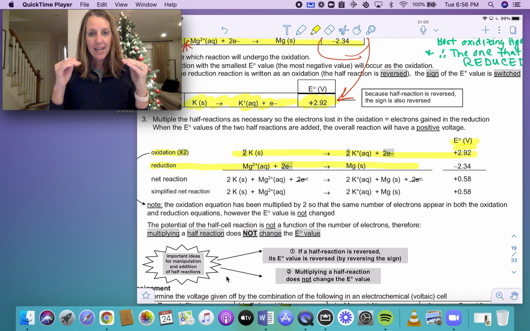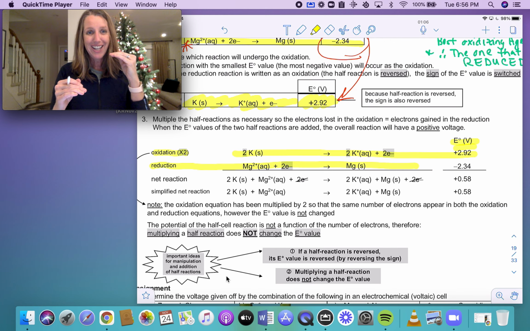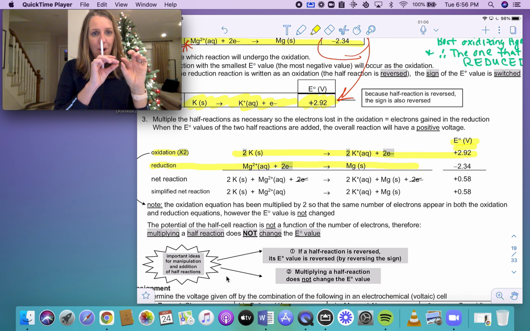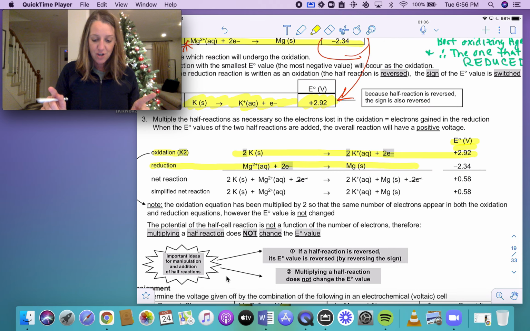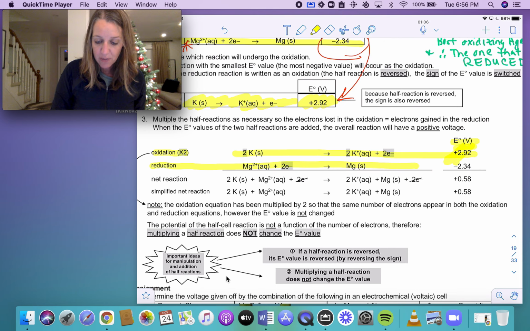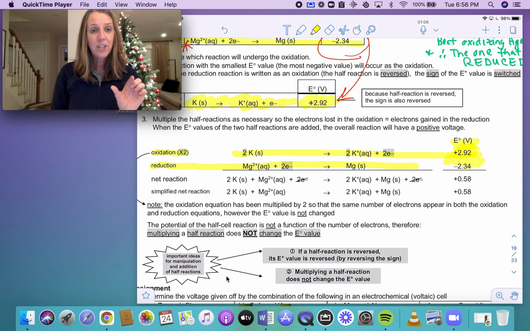So to have a balanced equation, I need to balance out the 2 electrons gained by magnesium. You have to reflect that potassium has lost 2 electrons. So I multiply that half reaction by 2. We've been doing this for a couple of days now. It does not affect anything over here with the E0 value. The only thing it affects was the fact I flipped the sign to show oxidation.